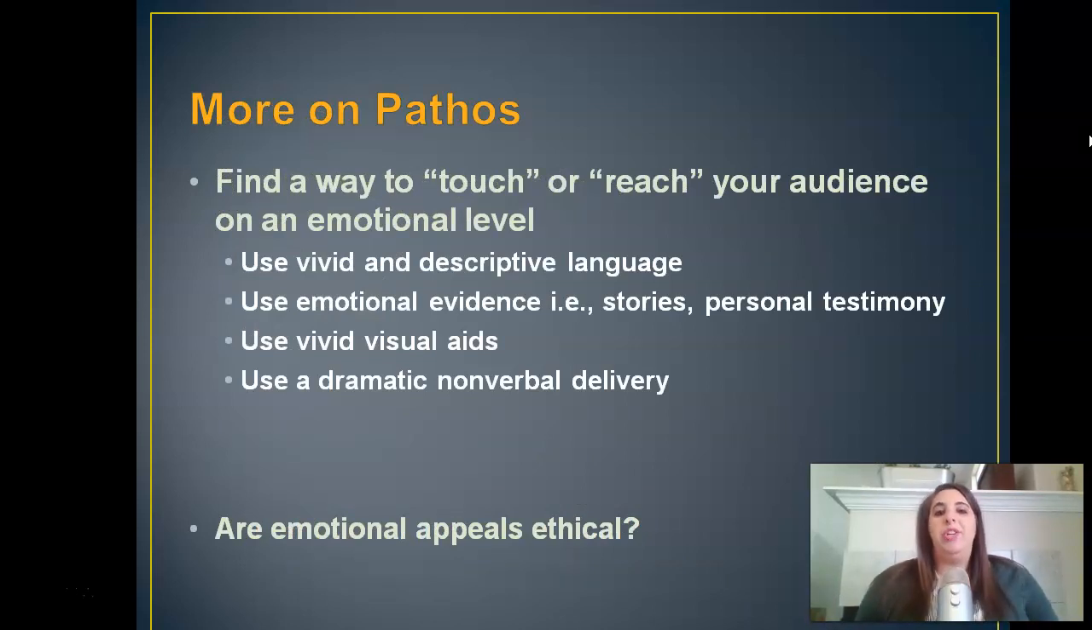Find a way to touch or reach your audience on an emotional level. So use vivid and descriptive language. Okay. So instead of saying the cat was hurt, you could say the cat was mauled and so malnourished that you could see its rib cage just by looking at it, or something like that. Use emotional evidence, for example, stories and personal testimony. Use vivid visual aids. That can be really powerful.